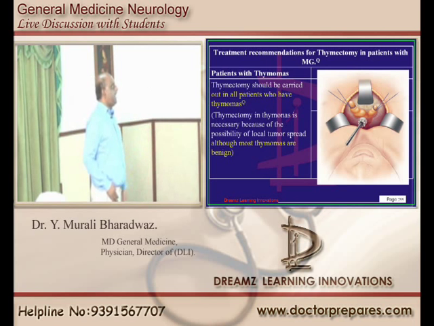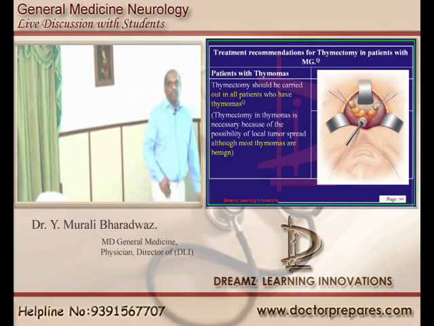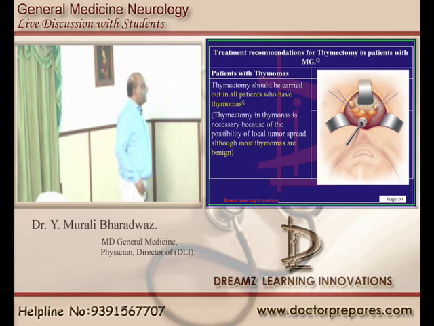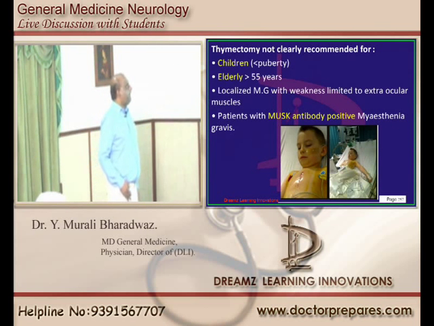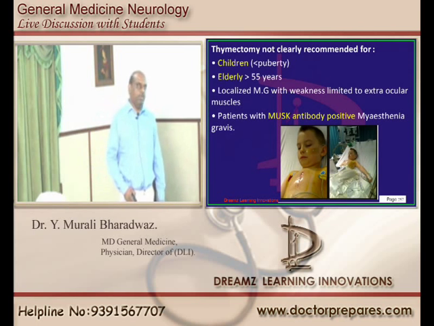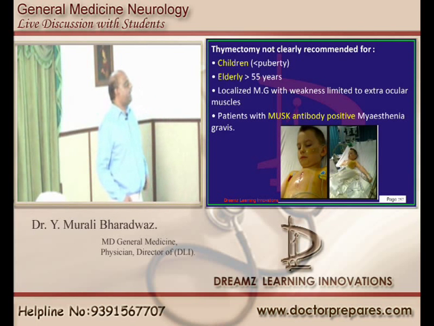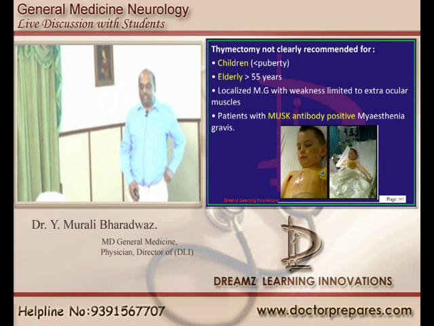If thymoma is already there, do thymectomy. If the thymoma is not there, still do thymectomy, especially between the ages of 13 to 55. So you should know what the contraindications are for doing thymectomy. Children less than puberty, elderly more than 55, or if there is localized myasthenia, or if there are MuSK antibodies in myasthenia gravis, it becomes a contraindication.